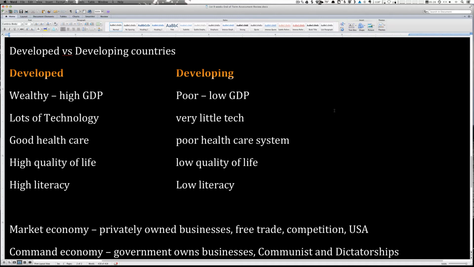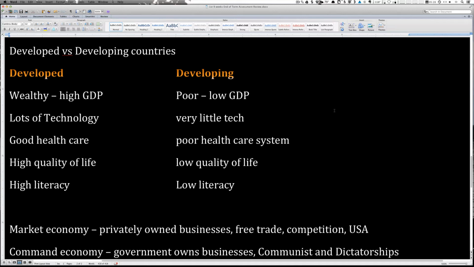Most of the countries of Europe, places like Germany, the United Kingdom, France, Italy, they're developed countries. Canada is a developed country. Australia, New Zealand, Japan, those are developed countries. Developing countries are countries that are economically poor. They have a low gross domestic product. They don't produce much. There's not many jobs available for the people that live there.